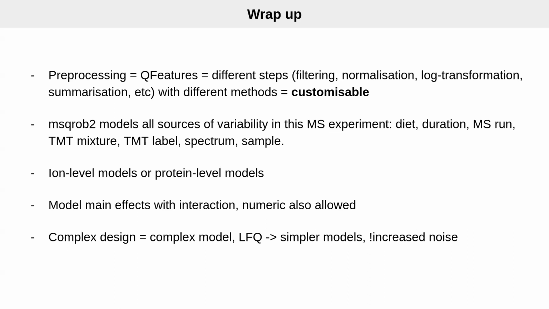So we want this to be very customizable. We modeled various sources of variation. So there were effects of interest, diet, duration, but also strong run effects. There were the effects of mixture. We also modeled the effects of labels, spectrum, and sample. I didn't go into too much detail, but we modeled the data at the ion level, but you have the choice. You can also model it at the protein level if you prefer.